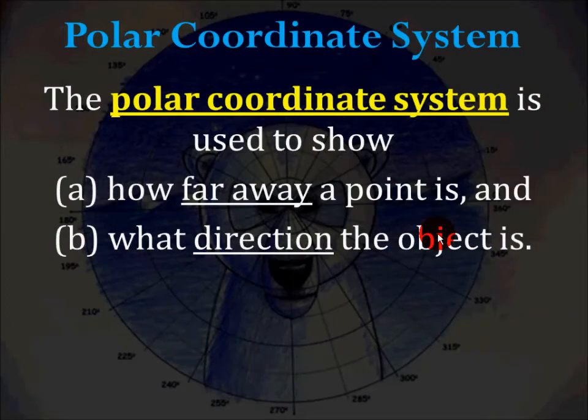So this is the polar coordinate system, and it's going to be used to show two things. And this is just very general. Whereas with the regular Cartesian coordinate system, we get an x and a y, here you have something that we're going to call r and theta. And you're going to use them to measure two different things. One, you're going to measure how far away a point is from a certain point, which we'll call the pole. Secondly, you're going to be able to state what direction the object is in relative to that pole. Okay, so how far away a point is and the direction.